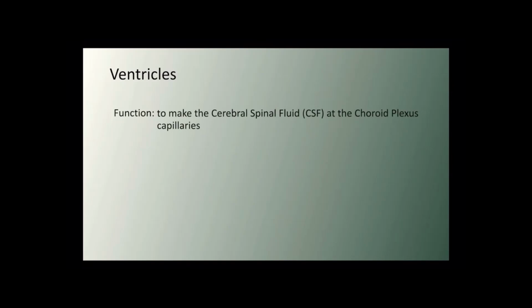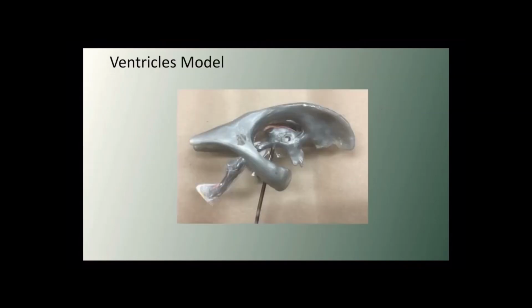Ventricles, remember our function for the ventricles. That's right. Make the cerebral spinal fluid. That's the CSF. What's the function of CSF? That's right. Cushion, buffer, and protection for the brain. And here's a picture of the diagram. Here's a picture of the model, the ventricles model in the laboratory. Let's go ahead and identify some of these parts.